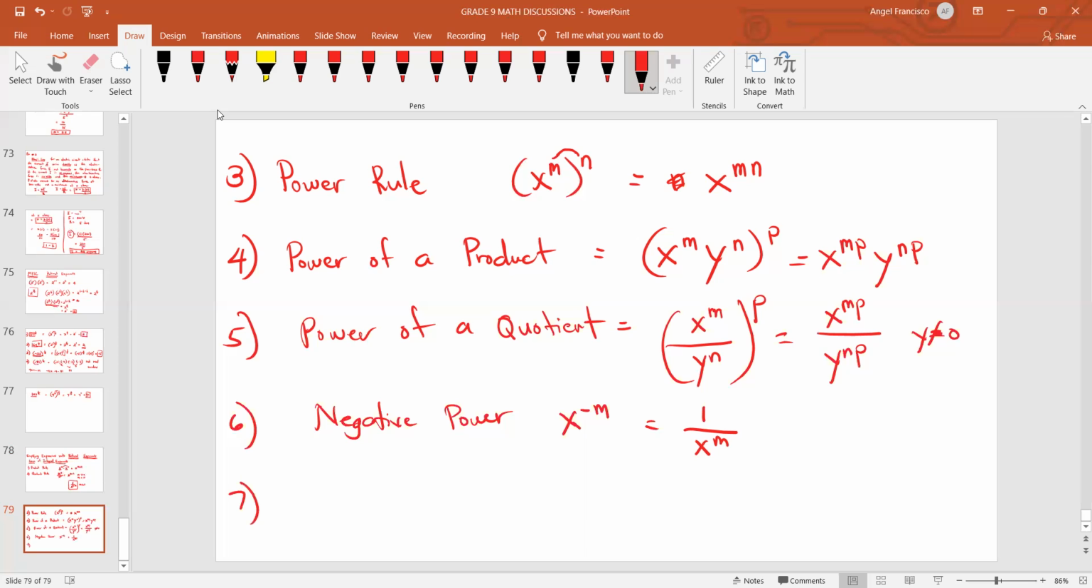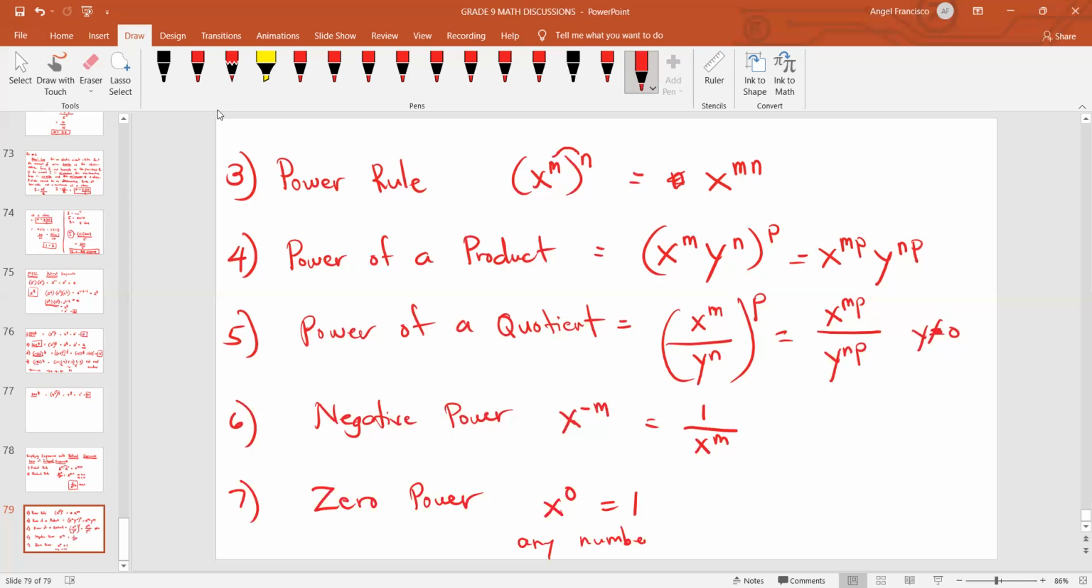And then law number 7 is zero power. So x raised to the power of 0 is 1. So any number or letter or expression raised to 0 is 1. Lahat. Kapag ni-raise sa power ng 0, ang sagot ay 1. So those are the 7 laws of integral exponents that you need to know in order for you to simplify the rational exponents. Okay?